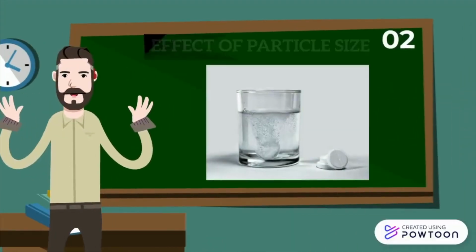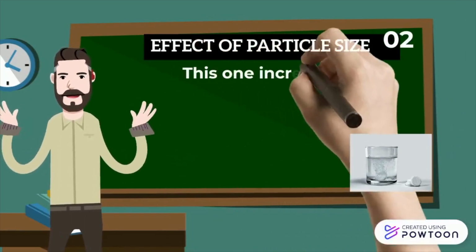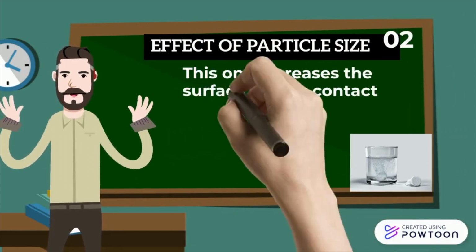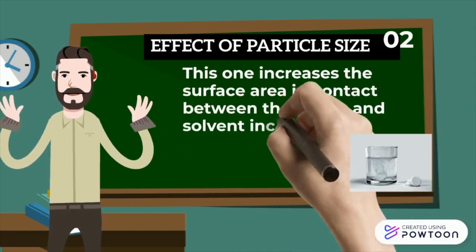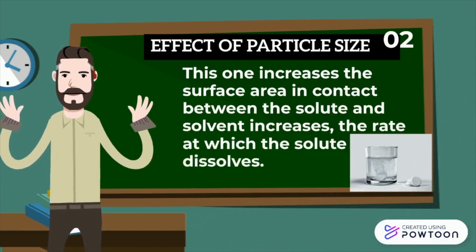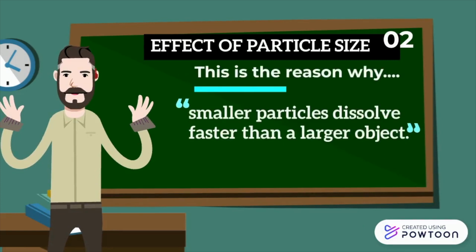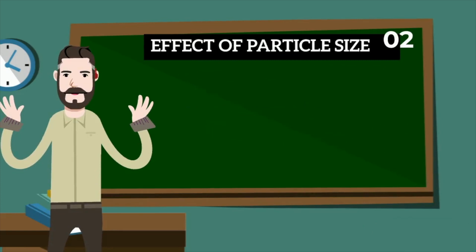The next one is the effect of particle size. Increasing the surface area in contact between the solute and solvent increases the rate at which the solute dissolves. This is the reason why smaller particles dissolve faster than a larger object.